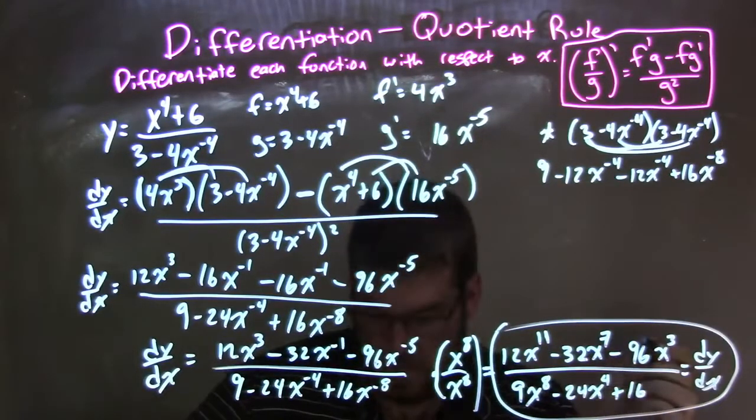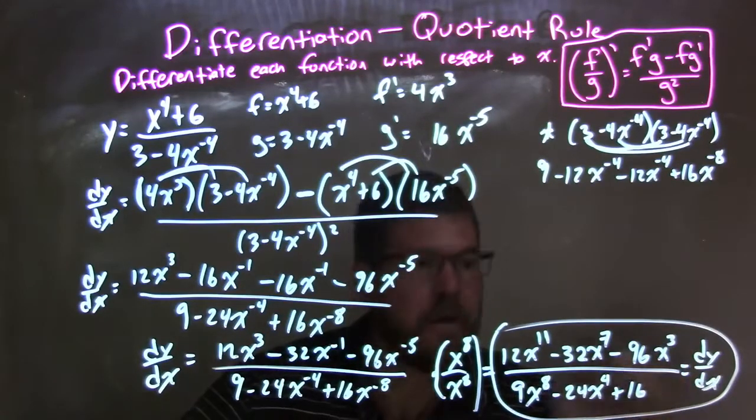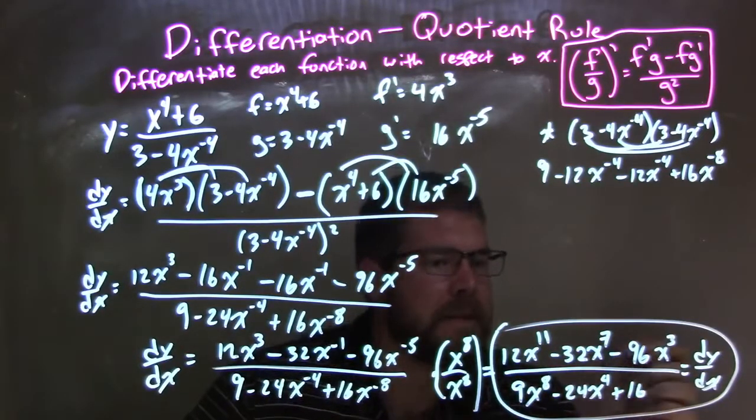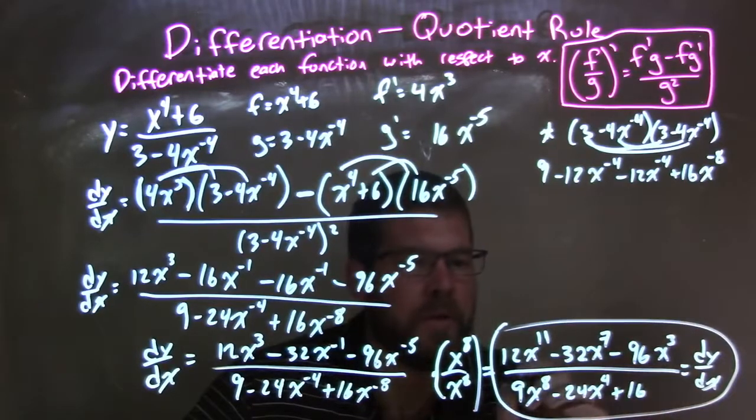Making sure. Fantastic. So our final answer here is dy dx is equal to 12x to the 11th minus 32x to the 7th minus 96x to the 3rd all over 9x to the 8th minus 24x to the 4th plus 16.